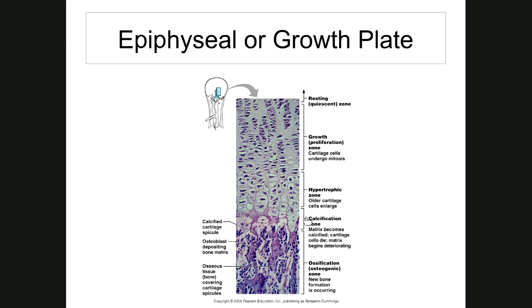And the next one, number 4, is the zone of calcified matrix. Calcification zone. Matrix becomes calcified. Cartilage cells die. Matrix begins deteriorating. So osteocytes remove dead cells and mineral deposits. Then osteoblasts, that's the bone builders, right? And blood vessels invade the area and lay down new bone tissue. Right down here, new bone.